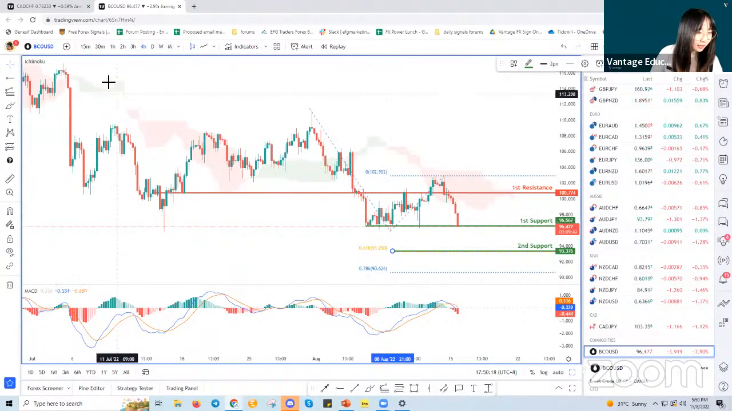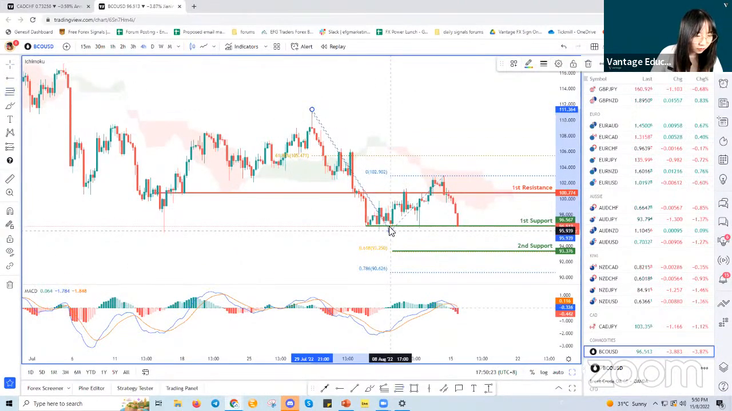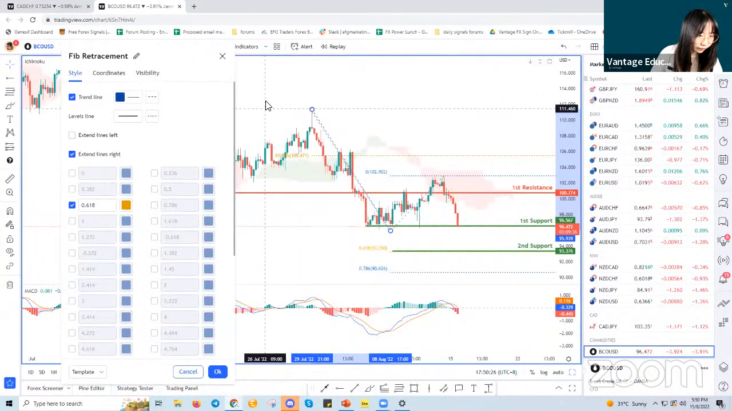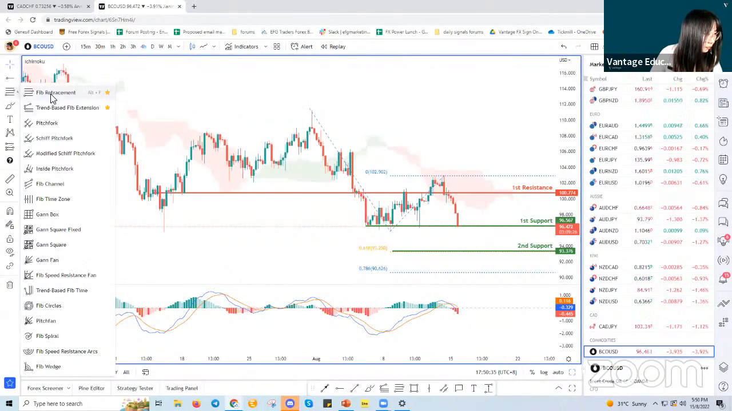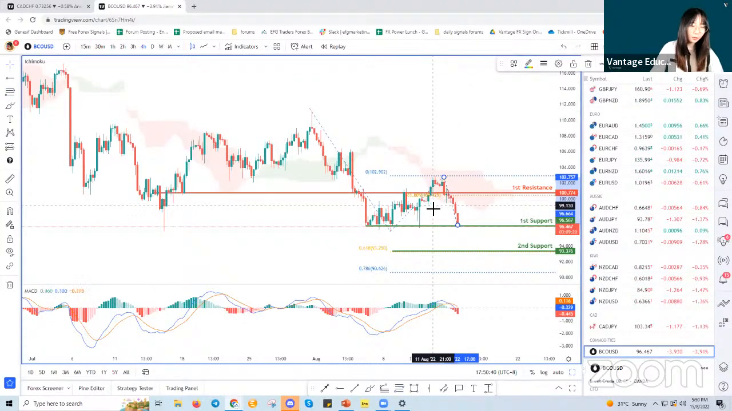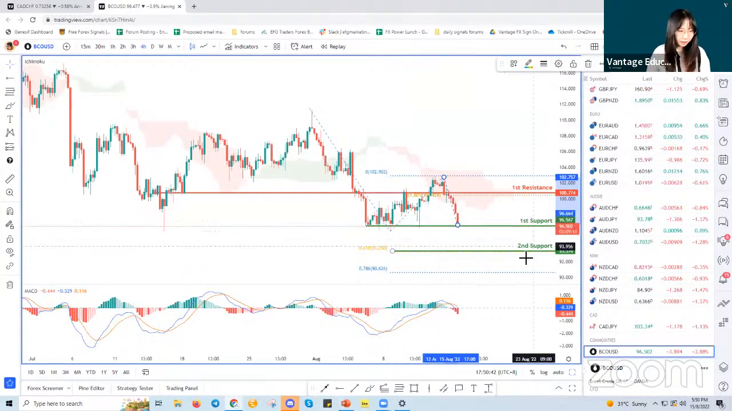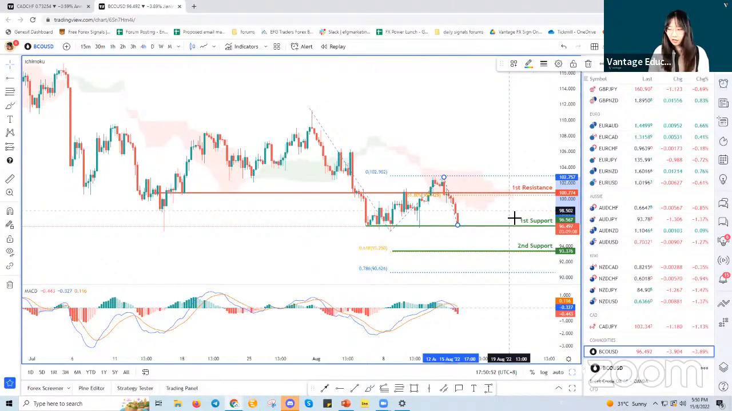Okay, and then we try to find some Fibonacci levels. And here's our 61.8 Fibonacci retracement. There are already a lot of touches here, so I think that could be our good sell entry.